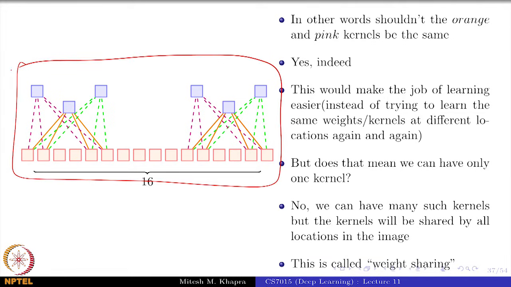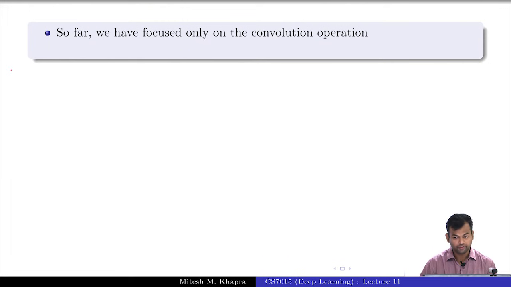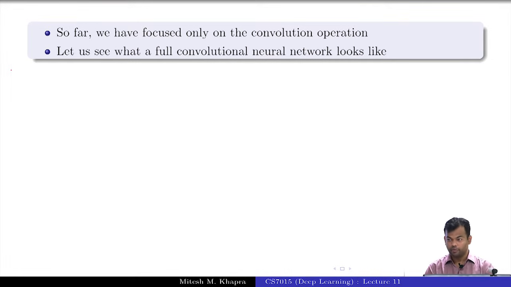Then we saw this diagram about how you could have multiple kernels, and each kernel would apply across the entire image, and the weights would be shared for that kernel. So far, we have only focused on the convolution operation, and even when we have seen the convolutional neural network, we have only seen the convolution layers, right? There is something more in a typical convolutional neural network, and that's what I was about to start yesterday. So we'll just continue from there.